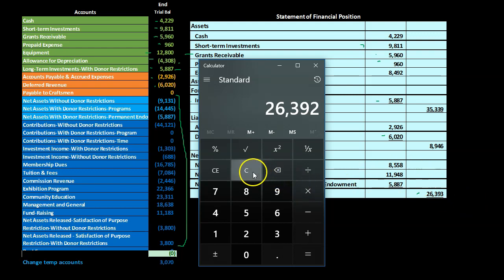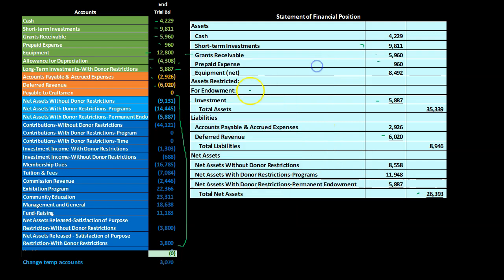Now, you could also say, well, it's just going to be the 35339 assets minus the liabilities of the 8946, and that's going to give you the same number. However, again, rounding is the difference. But you really want to take it from the trial balance, because of course your goal here is to find a home for everything from the trial balance to here. And so the way you find a home for all of these numbers is to add these up. This would be the final number that you would have there.